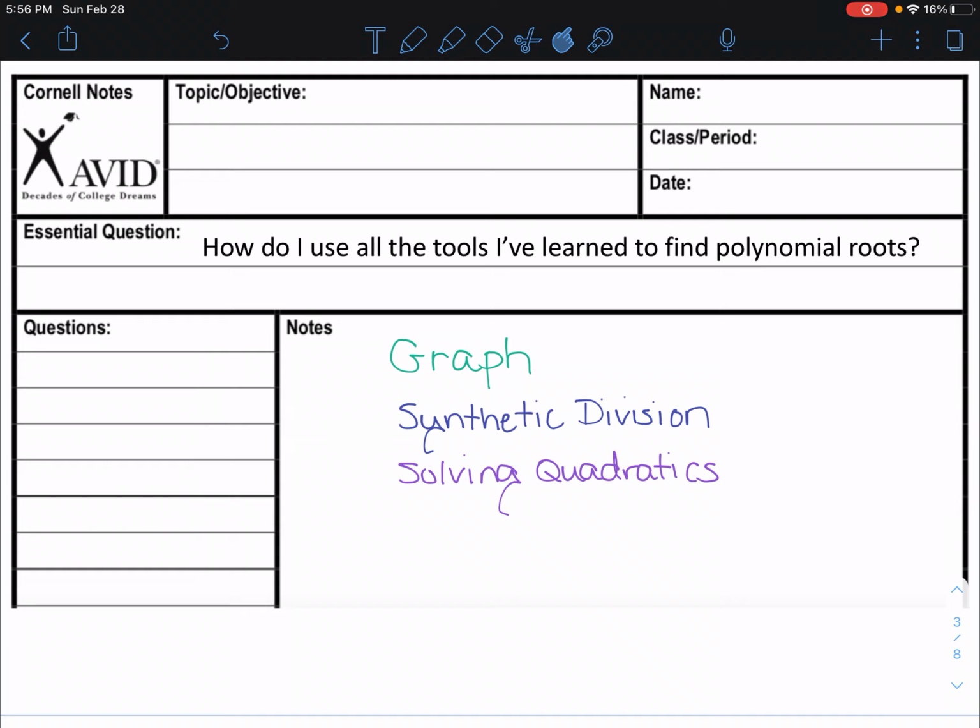The things that you're going to use a lot are going to be graphing, using your graphing calculator. You also use synthetic division when you can. Sometimes you may have to use long division, but most of the time you probably can get away with synthetic division. And all your strategies to solve quadratics, which would be graphing, factoring, quadratic formula, completing the square, those types of things. All right.